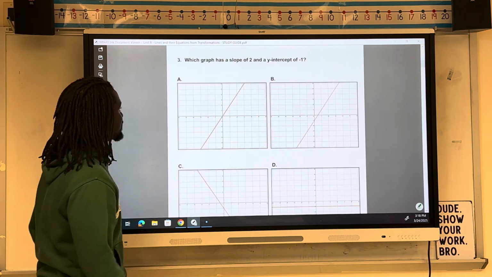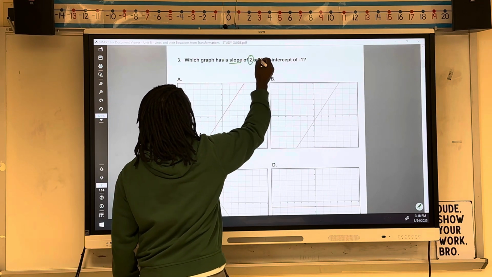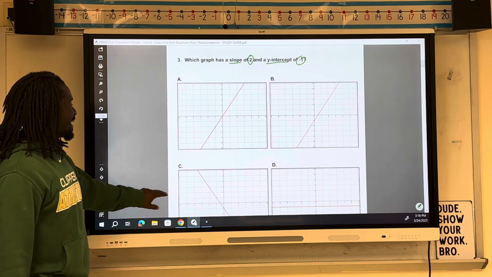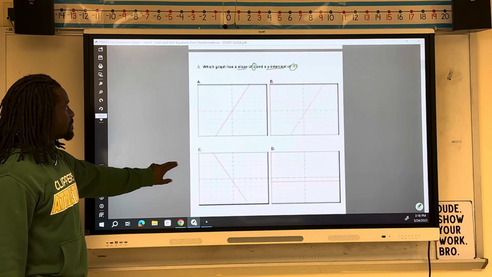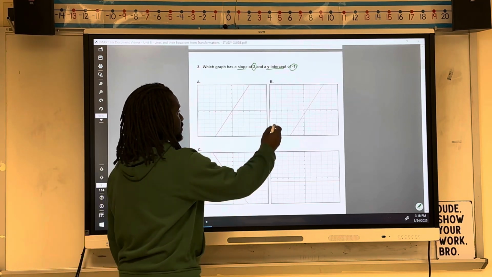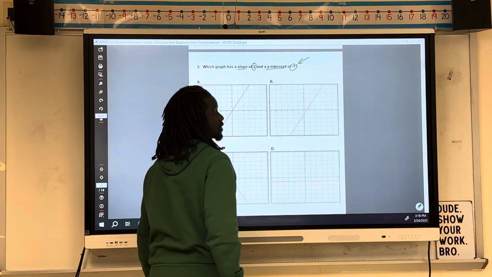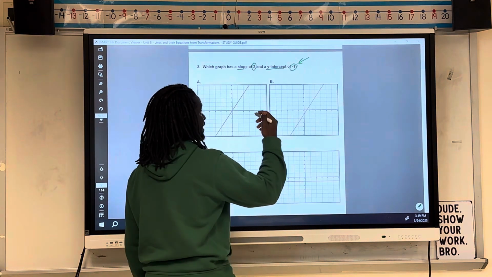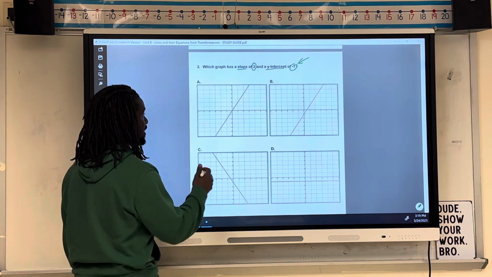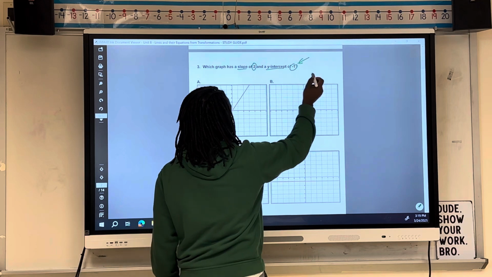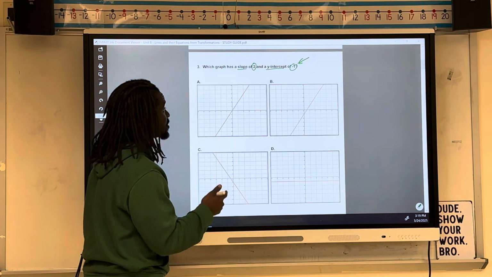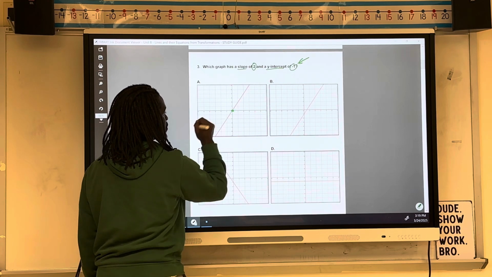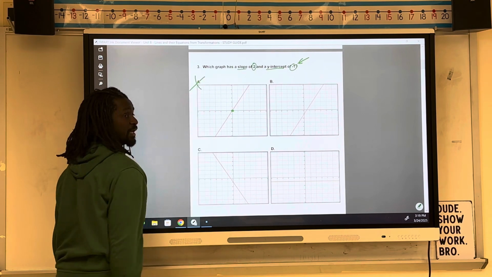All right. Question number 3. Okay, it says which graph has a slope of 2 and a y-intercept of -1. Right. So I'm looking at my graphs, and when I'm looking at my graphs, I can start at my y-intercept as my starting point, because that is where it crosses the y-axis. Okay, so I know it's going to cross at -1. Well, this one crosses at 0. That's the y-intercept, so that can't be right.